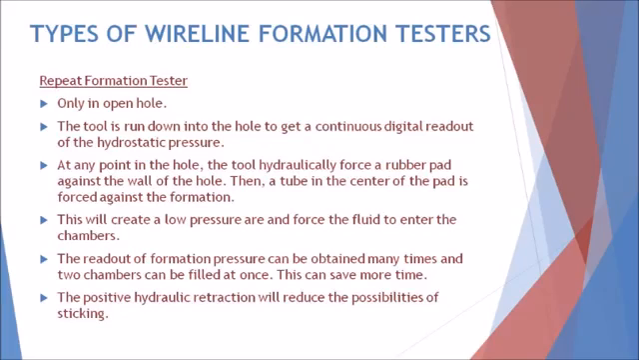This type of test is conducted in open hole. The tool is run down the hole to get a continuous digital readout of hydrostatic pressure. Then at any point in the hole, the tool hydraulically forces a rubber pad against the wall of the hole. Then a tube in the center of the pad is forced against the formation. This will create a low pressure and force the fluid to enter the chambers. The formation pressure readout can be obtained many times and two chambers can be filled at once. This can save more time.